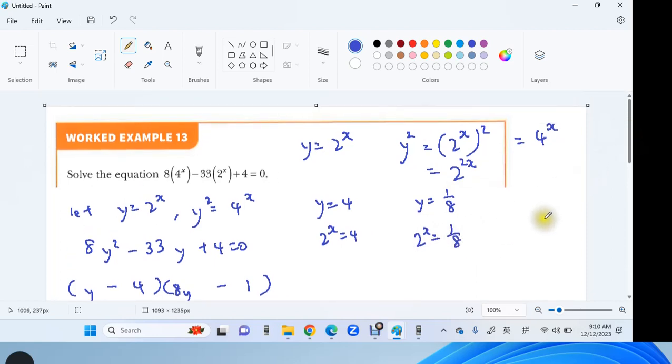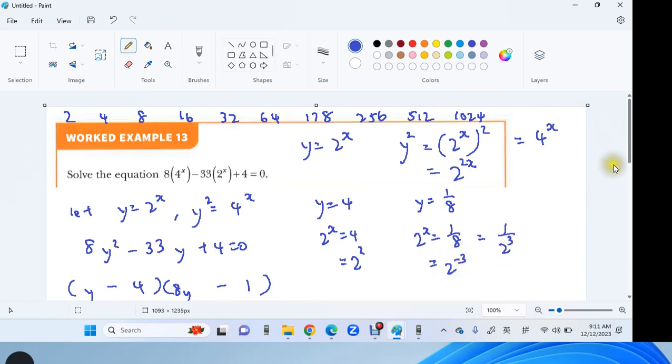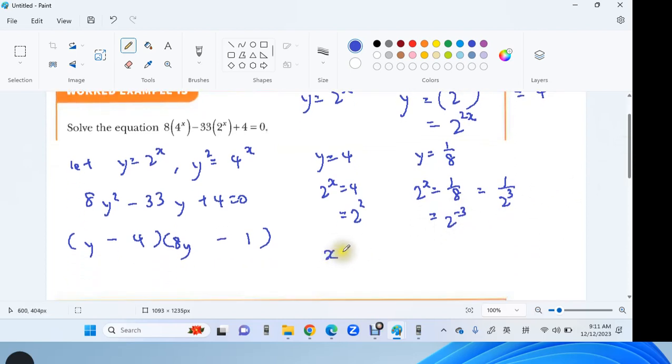Okay, before I continue, I will ask my students to memorize some values. The values for the family of 2 are 2, 4, 8, 16, 32, 64, 128, 256, 512, 1024. When you look at this value, you find 4, then automatically you know this is 2 power 2. 8, automatically you know is 2 power 3. So this is 2 power negative 3. So the value of x is 2 and the value of x is negative 3.